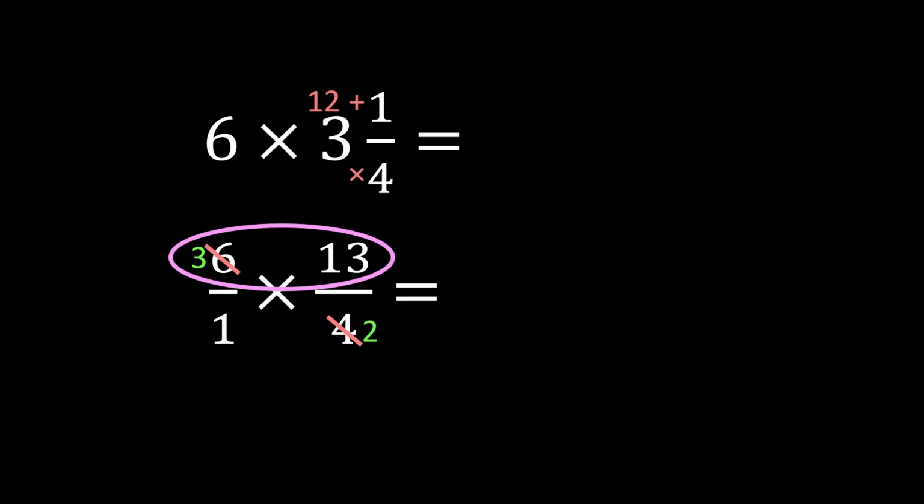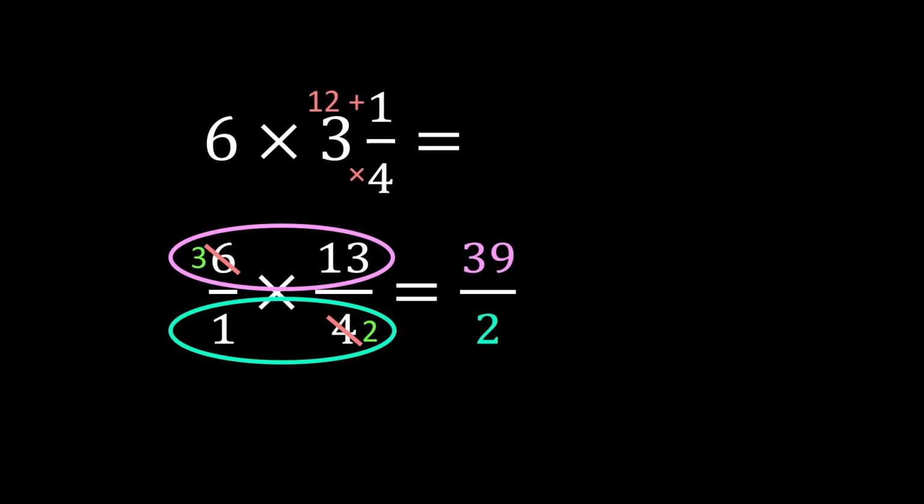Now I can multiply my numerators. 3 times 13. 3 times 13 is 39. Then I multiply the denominators. 1 times 2. 1 times 2 is 2. Now I have 39 halves, an improper fraction, and I need to turn that back into a mixed number.